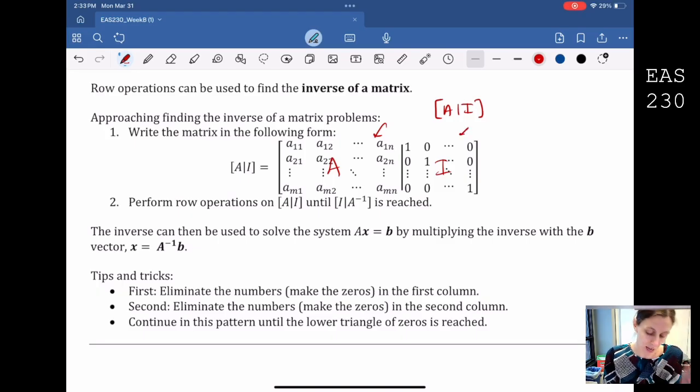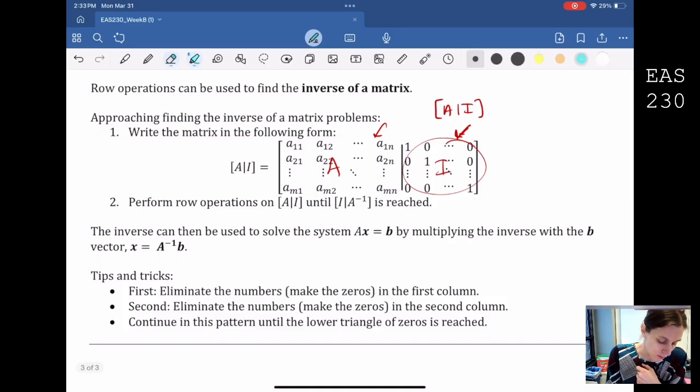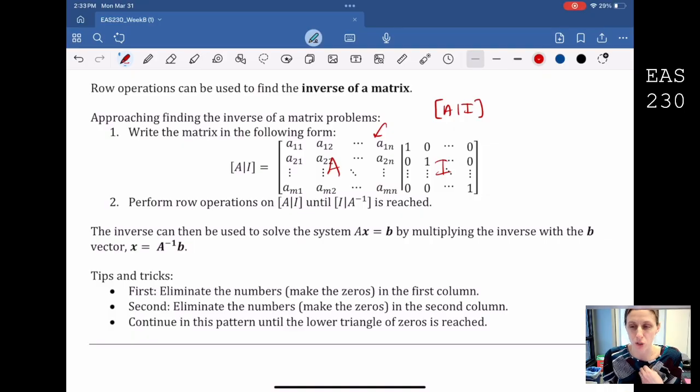And what happens on this side is, as I do my row operations, this side, my identity side, slowly transforms into A inverse. It's really long, really tedious, and probably my least favorite method, but we will go over lots of examples just because there's lots of numbers to keep track of. And once I have the inverse, then I can go ahead and solve for x equals A inverse times B, or whatever I need the inverse for. Same tips and tricks as for Gauss-Jordan elimination. Find zeros in the first column, find zeros in the second column, continue the pattern until the lower and upper triangle is reached. Okay, it just becomes long and tedious.